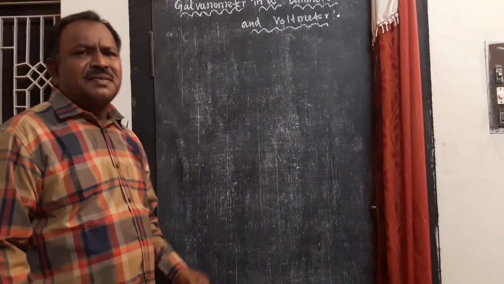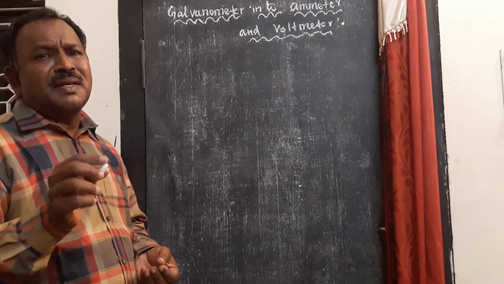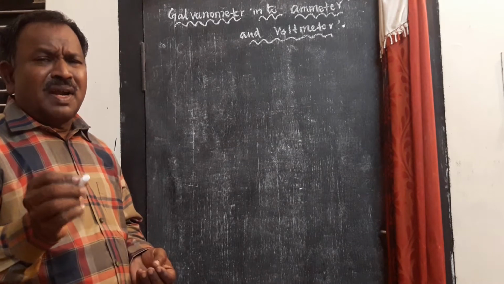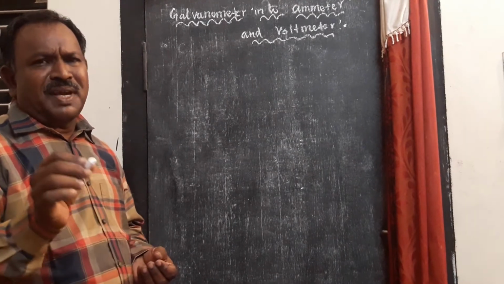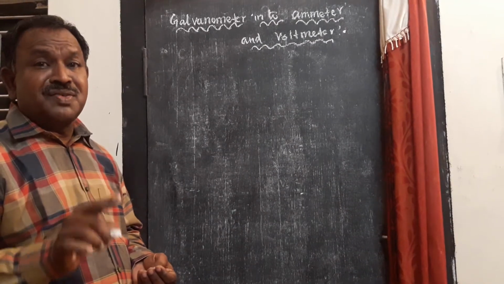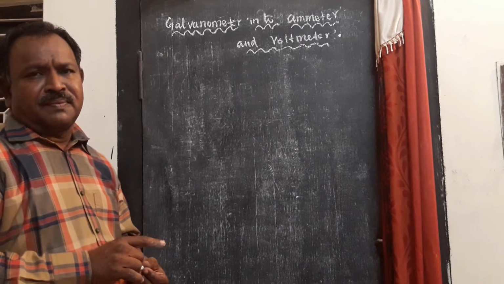Ammeter is a device which is used to measure current that flows in an electrical circuit. So when you connect an ammeter to measure the current in an electrical circuit, it should not produce any change in the current that is already flowing in the circuit.